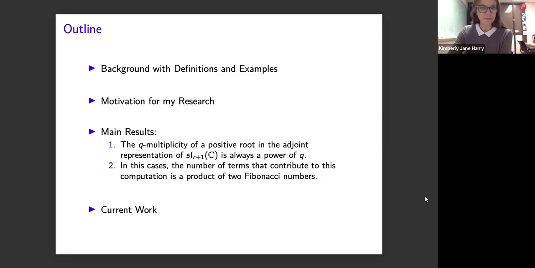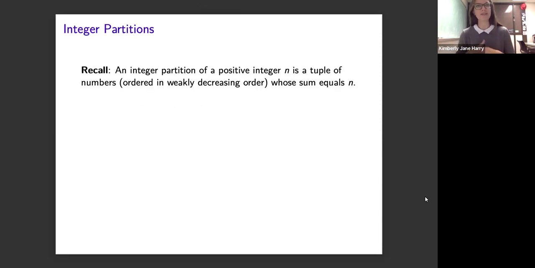Okay, so the first thing that we would like to know is integer partitions. Let's recall that integer partitions are for a positive integer n, and we are looking at tuples, and we're going to arrange the tuples in weakly decreasing order, and the tuples need to sum up to n. So these are integer partitions.